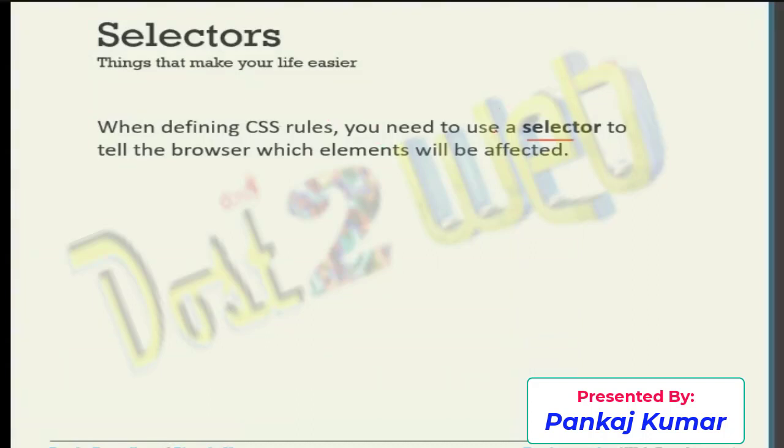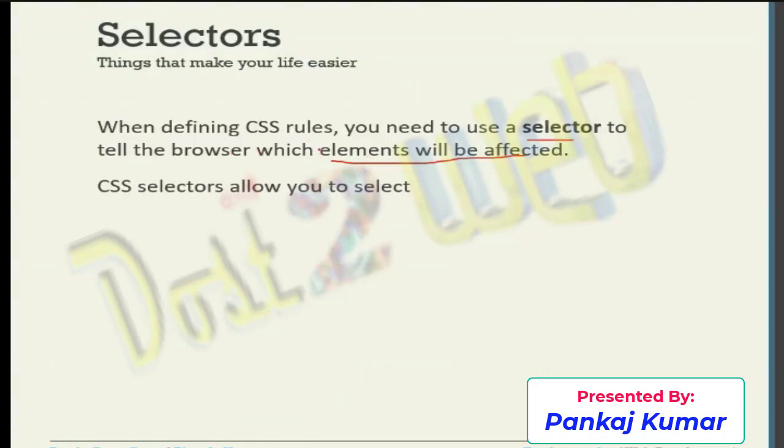Because the moment you use the selector in the CSS, it tells the browser which elements are going to be affected. Because I have specified the selector for the particular element, that element is your paragraph, heading tag, division tag, anchor tag, break tag, whatever you are going to use. All those elements will be affected as per the selector you specify in the CSS rule.